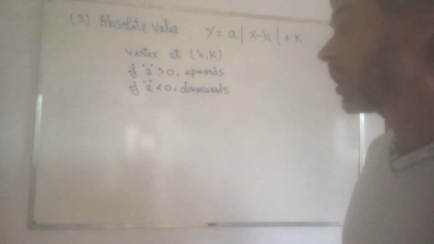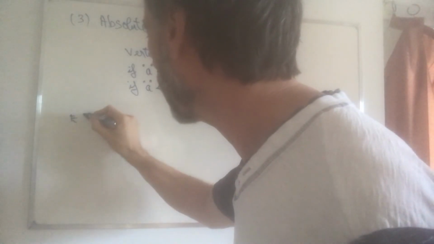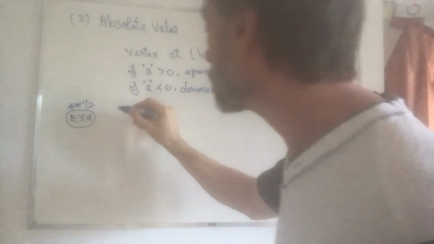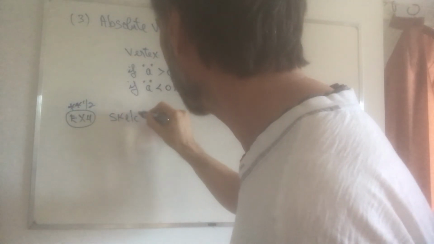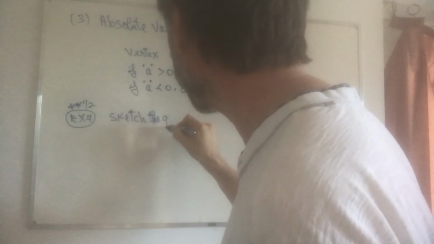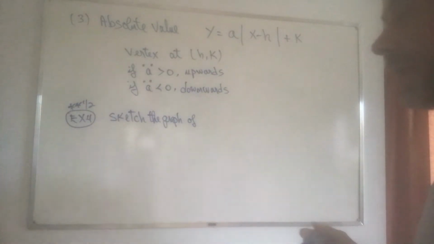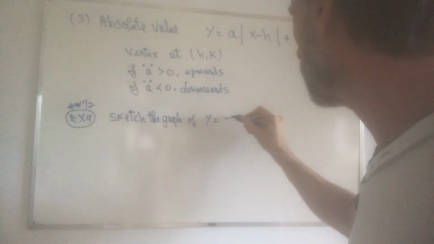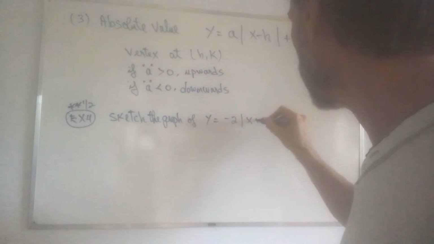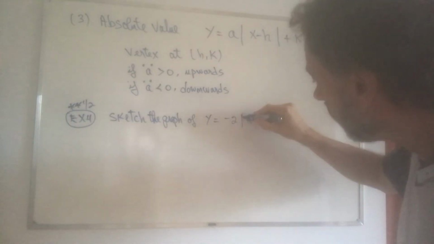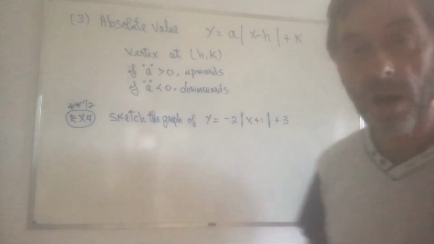Here we go. So here's a little example. I think we're down to example 4. These are not ecstatically difficult. Let's give them a rating of 2.5 stars. So, sketch the graph of, what shall we have here? Maybe y is equal to, let's make it interesting, minus 2, absolute value of x plus 1 plus 3. Absolute value, those vertical bars, valeur absolue, absolute value, yes.